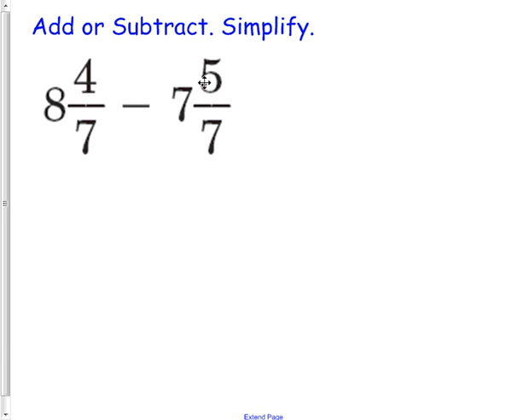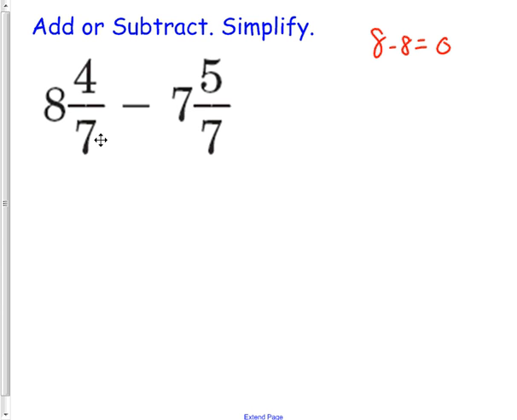Okay, again, we're not estimating, but we can do a quick estimation if we want. So this would be maybe about 8, and this would be maybe about 8 as well. So my answer is going to be close to 0. So 8 minus 8 equals 0. I'm going to write that up there. We'll check that. So I know I'm going to have a really small answer.